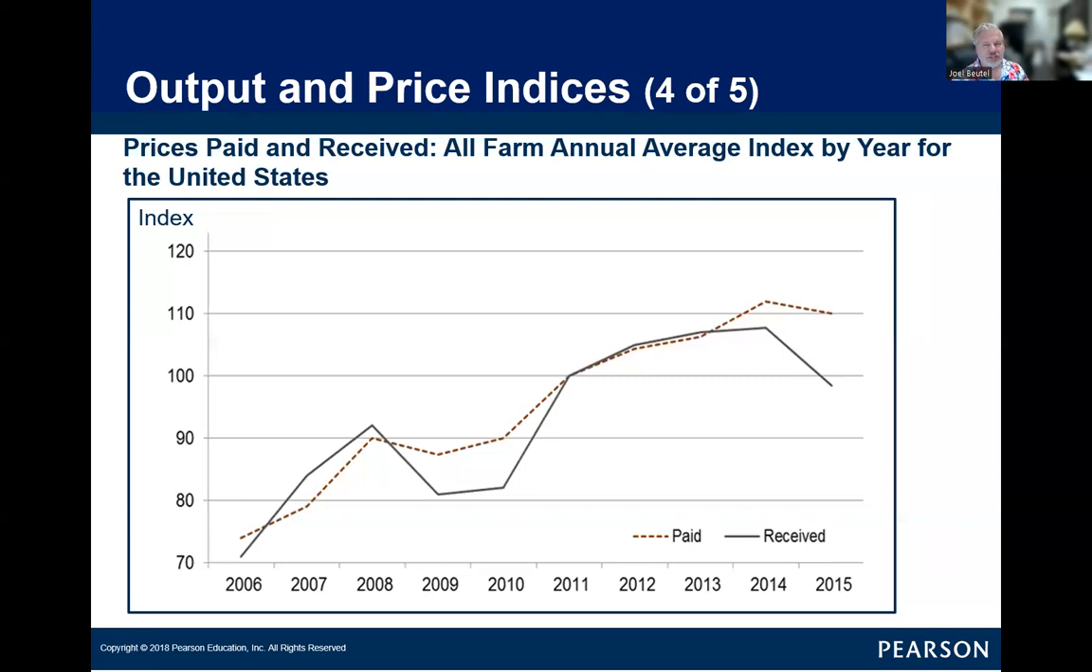Okay. So the prices paid and received, this is the all farm annual average index by year for the United States. And so what we're looking at, this is the amount paid versus the amount received. And so what we see is a general upward bias. And what we see is that there's a bigger gap between the amount that's paid for the items versus what farmers receive.